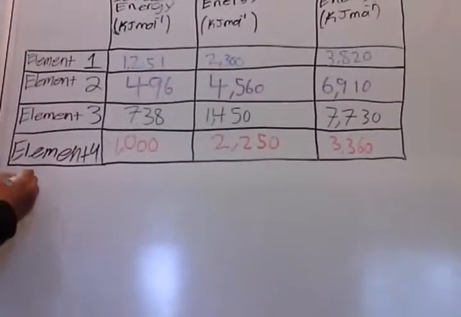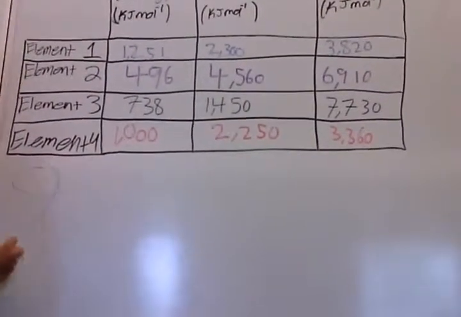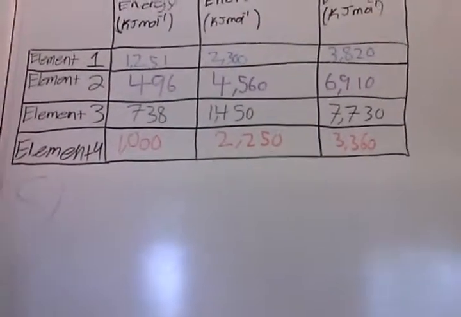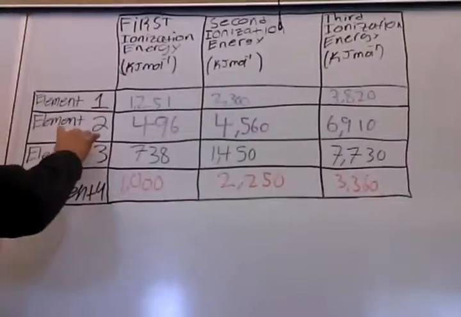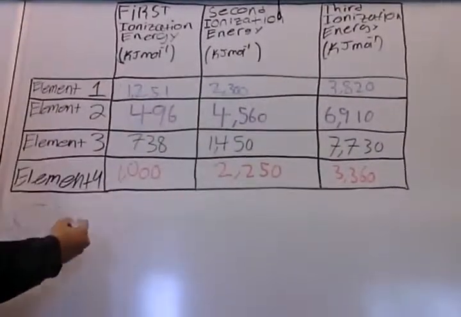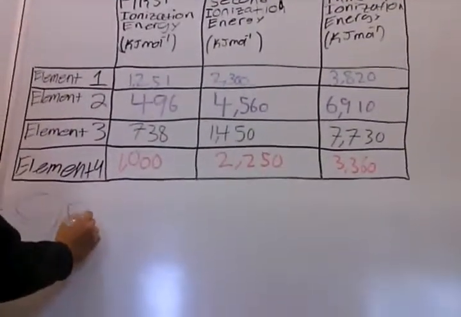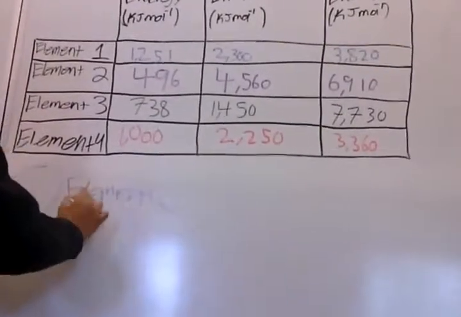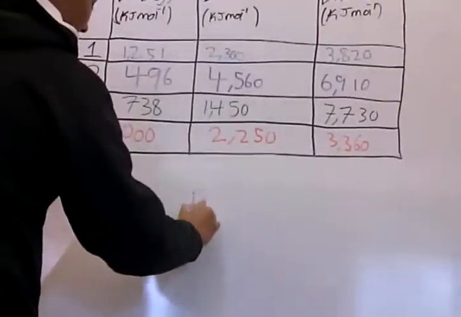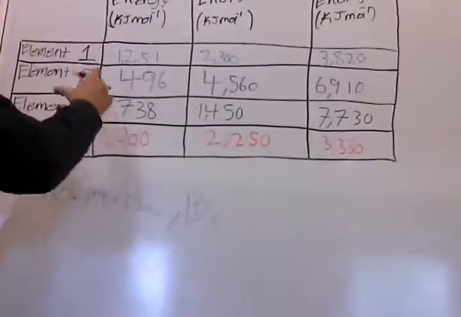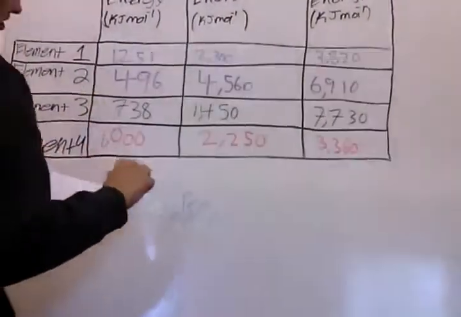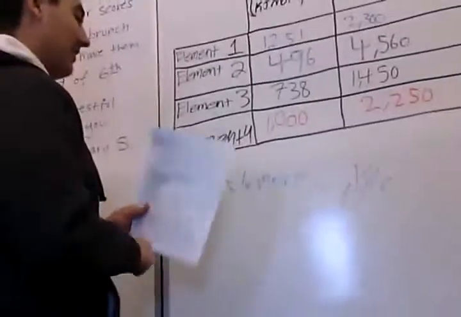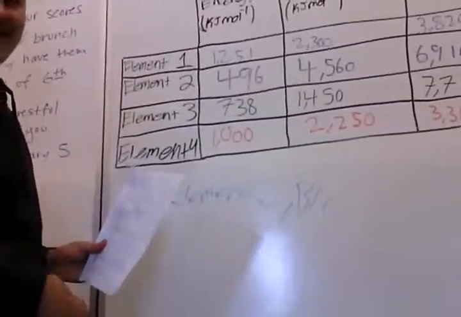So for part C, what we're trying to find is which element is most metallic in character. According to this table, we got element 2, because it has the lowest first ionization energy, and it's easier to lose electrons like that. Yeah, that's it.